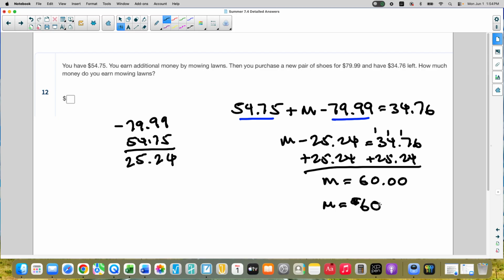That should be your answer. So now we look at the question. How much money did you earn mowing lawns? I earned $60 mowing lawns.